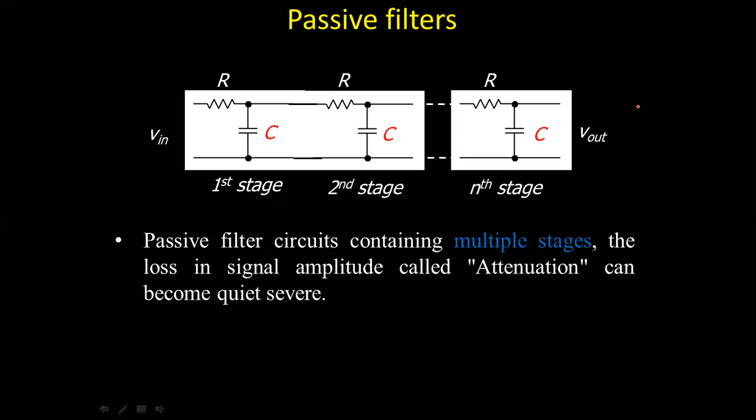So why connect these in cascaded form? Because if you connect these different circuits in cascade, the order of the filter circuitry goes on increasing. The previous slide is the first order system.